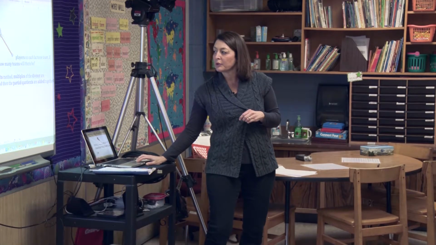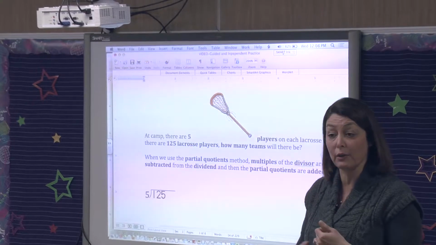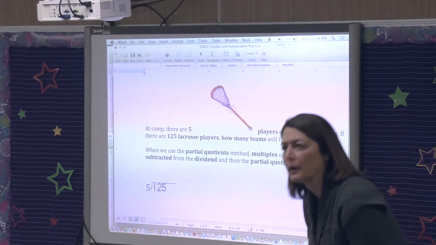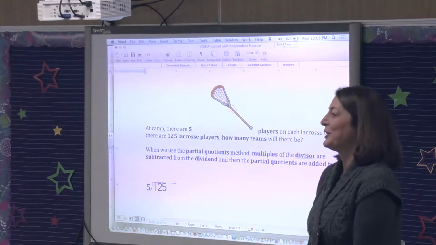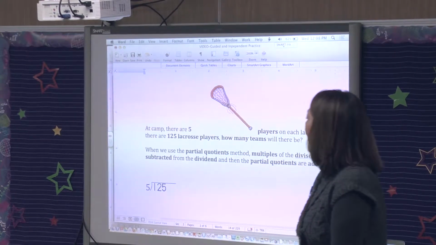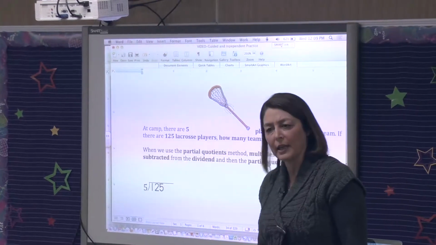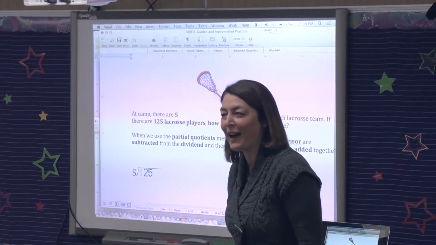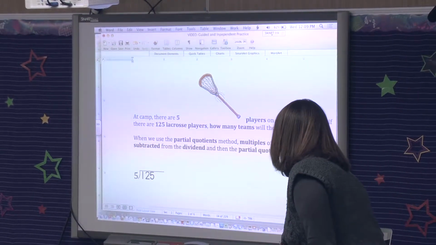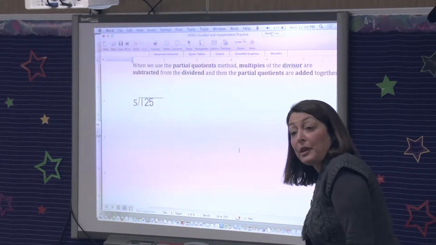But when we use partial quotients method, multiples of the divisor, and that's why you really have to know what your divisor is. What's your divisor? Everybody together? 5. Divisor's 5. Multiples of the divisor are subtracted, notice these words that I have in bold, from the dividend. What's the dividend? 125. And then the partial quotients are added together. So let's do a little demonstration of how the partial quotients work. I'm just going to show you what I would do, and I'll talk through this, okay?